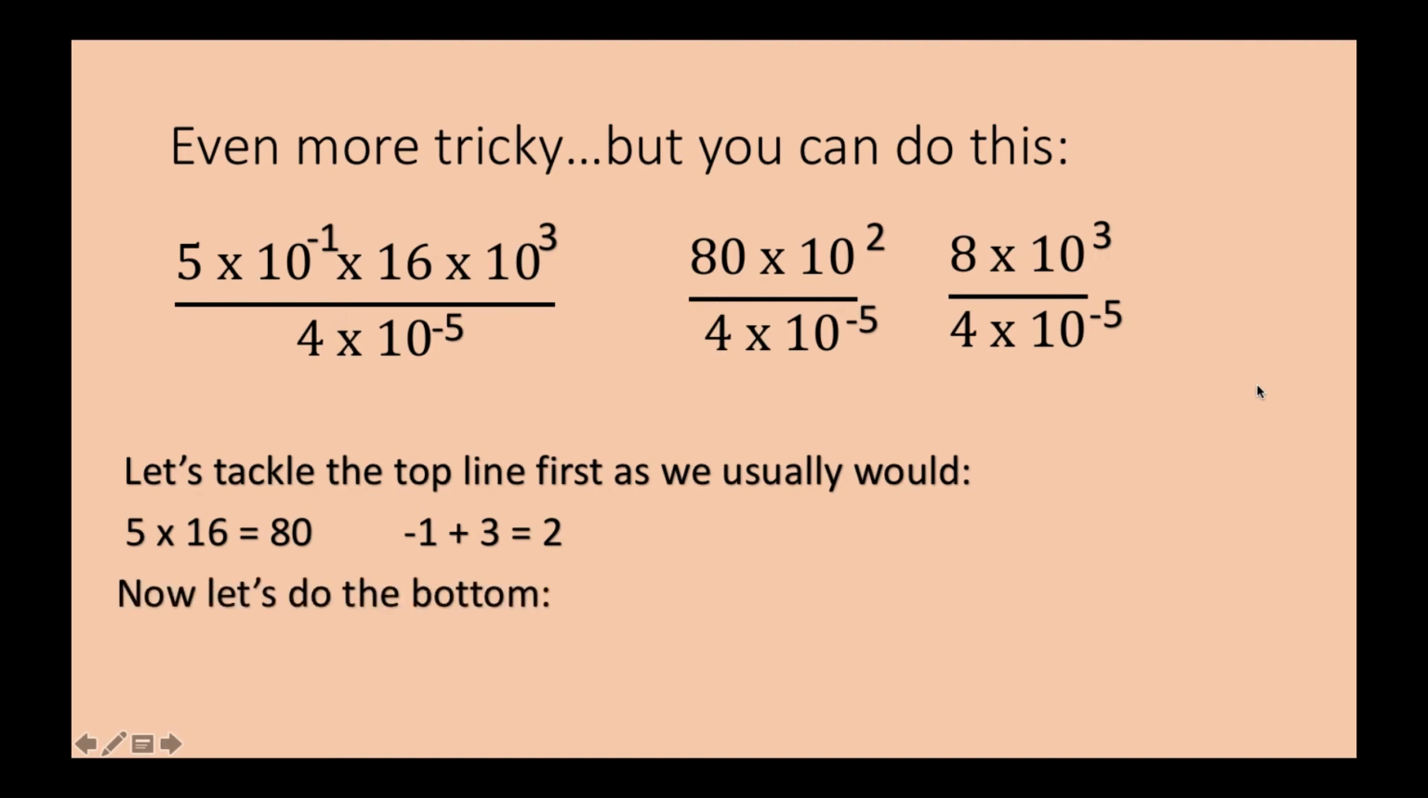Okay, so now let's look at the bottom. So now we're dividing the top by the bottom. So 8 divided by 4 is 2, nice and easy. And then 3 take away minus 5. 3 take away minus 5 becomes an add. These two join together to make an add. 5 plus 3 is 8. So we end up with 2, because this is what was left, times 10 to the power of 8.